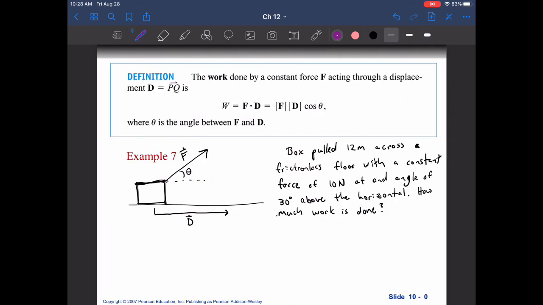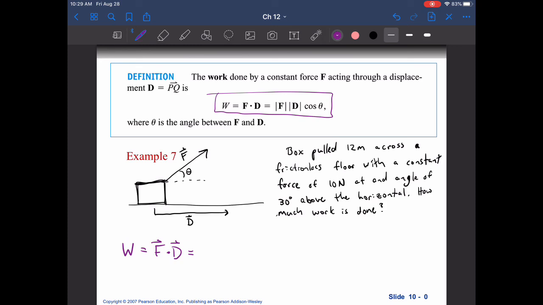So let's take a look here. I just wrote this on the previous page, but here's the work done moving something in a straight line with a constant force applied at an angle. Let's try one of these. A box is pulled 12 meters across a frictionless floor with a constant force of 10 newtons at an angle of 30 degrees above the horizontal. How much work is done by this force on the box during this motion? And so we would say our scalar work is F dotted with D, which means multiply the parts that are parallel together.